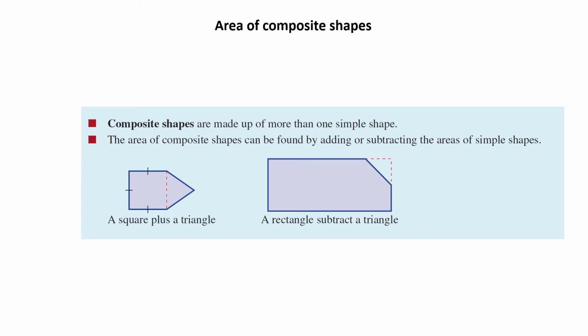So in this video, we're going to look at the area of composite shapes and how we can calculate them. And what do we mean by composite shapes? Well, it's made up of more than one simple shape. So here's an example here.